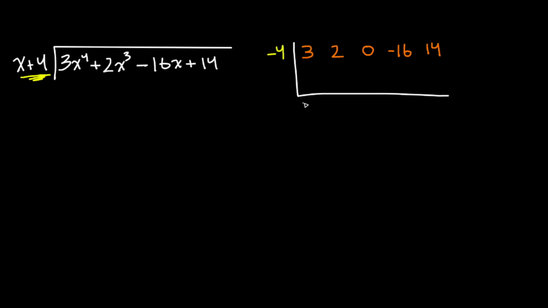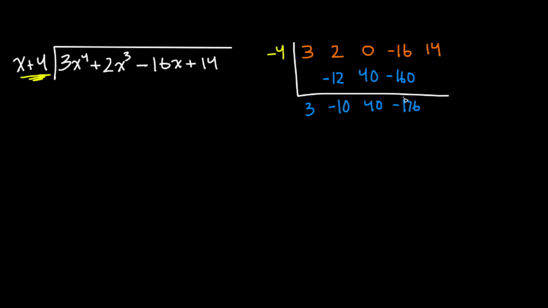So we drop down the 3, because we know that it's going to match. Then we have 3 times negative 4 is negative 12. We then add 2 plus negative 12 will be negative 10. Then we do negative 10 times negative 4, which will be 40. Then we do 0 plus 40, which will be 40. We then do 40 times negative 4, which will be negative 160. We then do negative 16 plus negative 160, which will be negative 176.